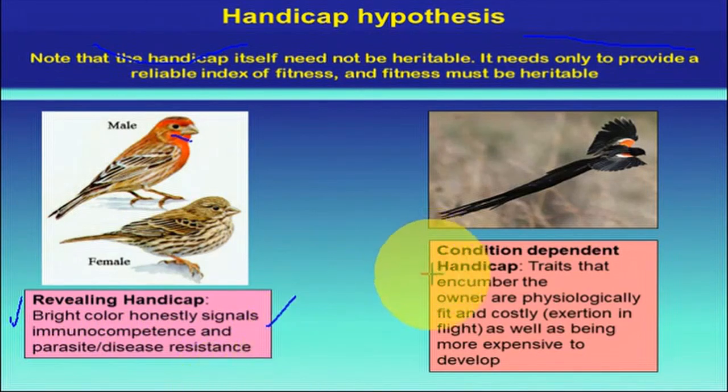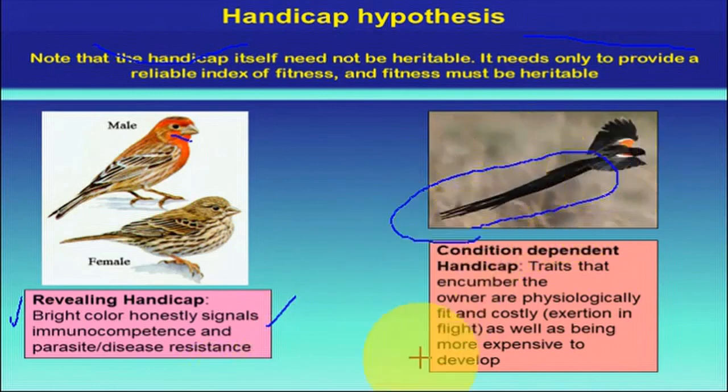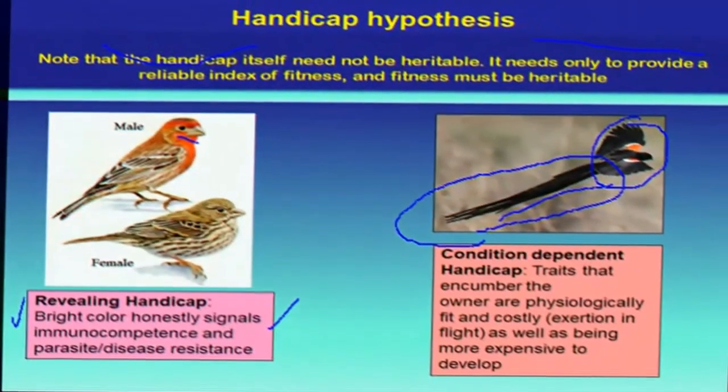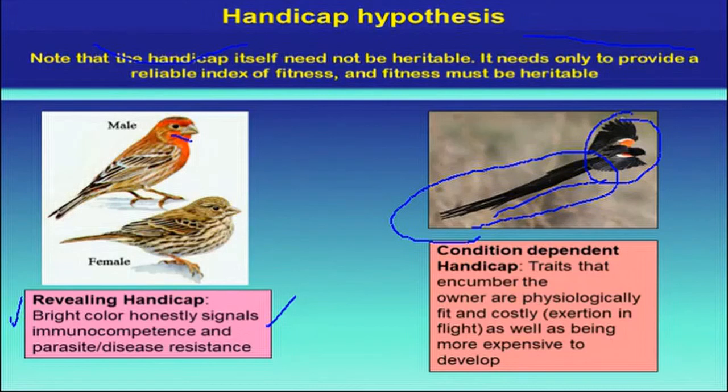And also the condition-dependent handicap. See this tail, it is so long, it is difficult for this animal to fly with this long tail. But even though, it can fly, it makes it possible. So this effort is the indication that the animal is physiologically fit and it can maintain such an expensive feature. So this is an indication of good genes. So this is a kind of handicap hypothetical character. Although this tail is not heritable, this effort of the animal to maintain it and fly with it comes from the strength and the ability of the bird. So this is heritable, and the female prefers that kind of good genes.